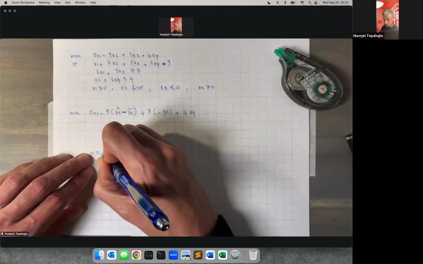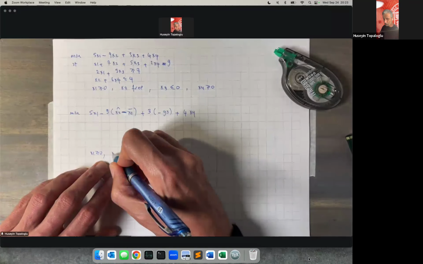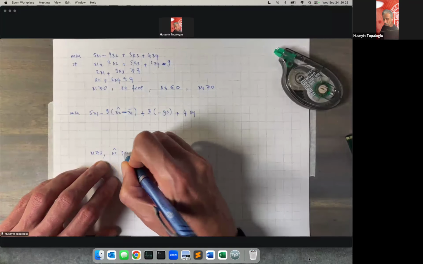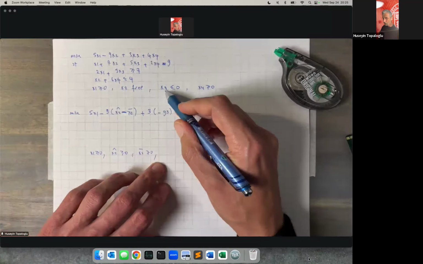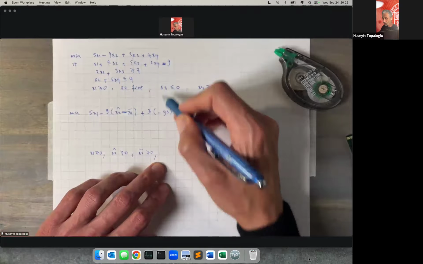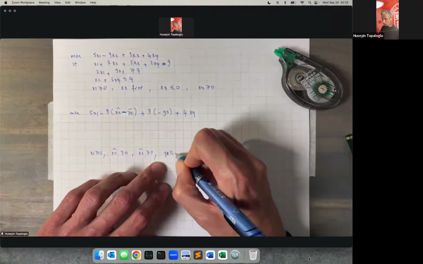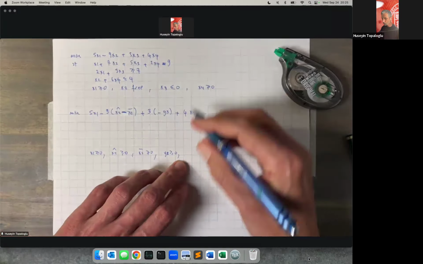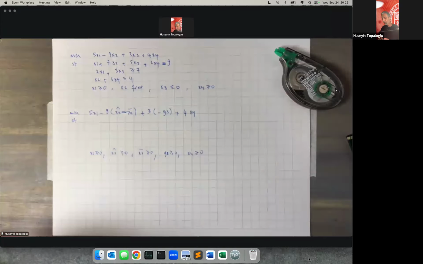So x1 is greater than or equal to 0. Here I replace x2 by the difference of two non-negative decision variables. x2 hat is greater than or equal to 0, x2 bar is greater than or equal to 0. x3 is less than or equal to 0, so I replace x3 by minus y3, and y3 is greater than or equal to 0. And x4 was already greater than or equal to 0, so we left x4 alone. Okay.